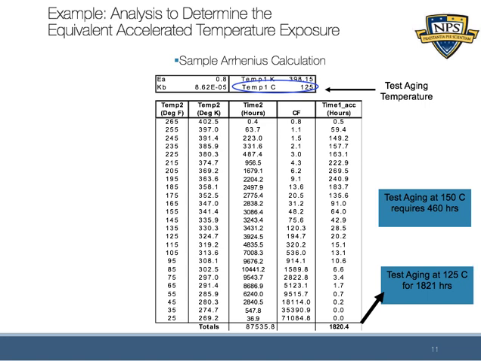Now, if we were to redo this spreadsheet with a different value up here for temperature 1, instead of 125, we did 150, we would only have to test for 460 hours. Okay, right, so that shows an even higher value of an acceleration factor. And if we continue to move this up, we would expect the test time in hours to be going down.